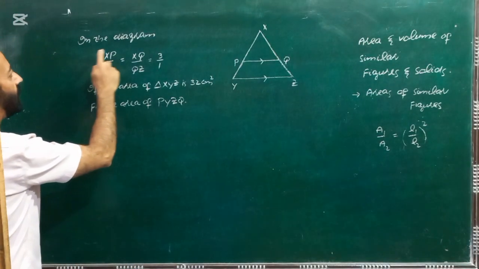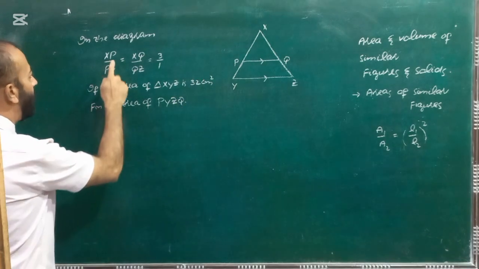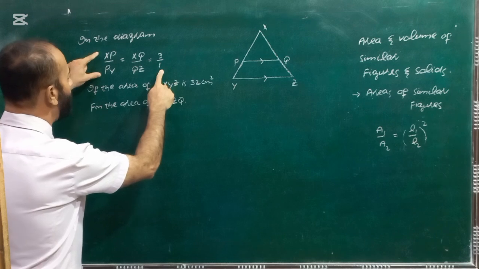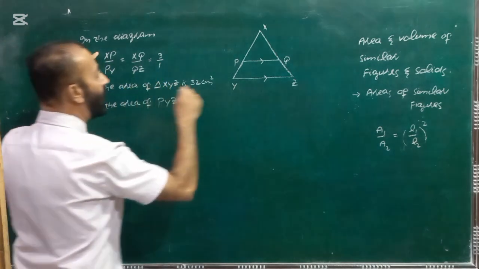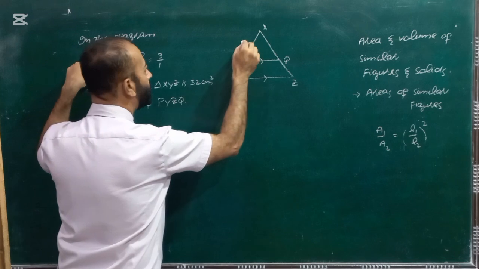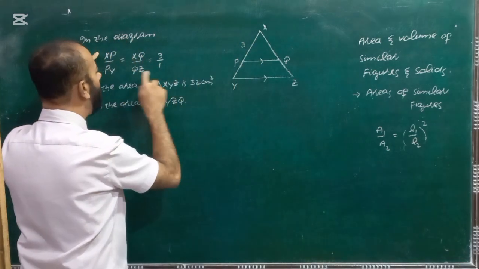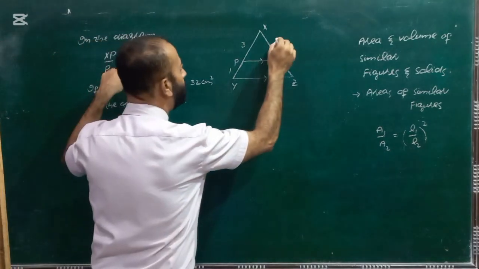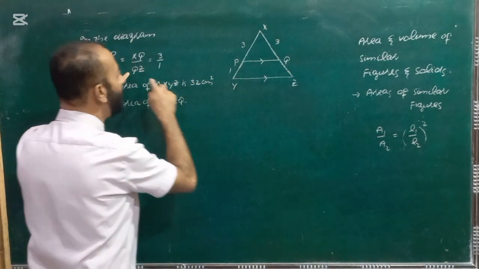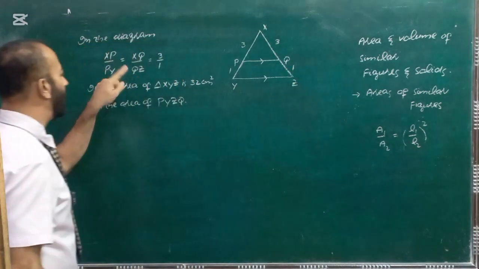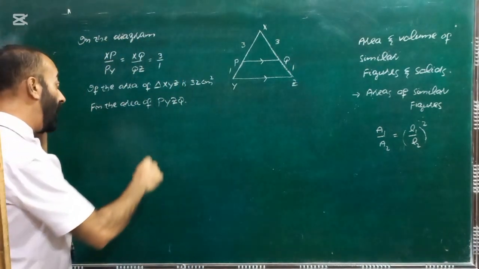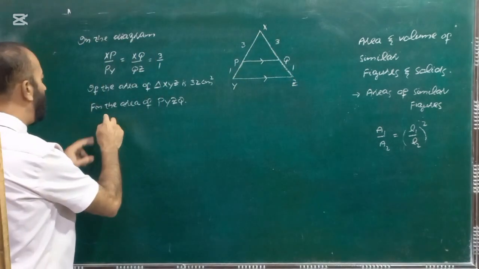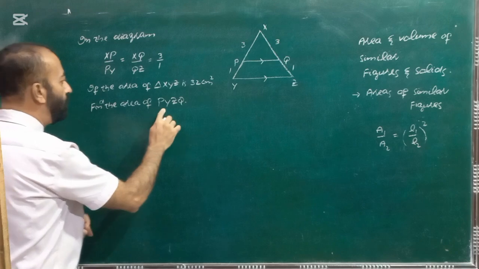The question is in the diagram. XP over PY is equal to XQ over QZ is equal to 3:1. So XP is 3 and PY is 1, and XQ is 3 and QZ is 1. If the area of triangle XYZ, the bigger triangle, is given, find the area of PYZQ.